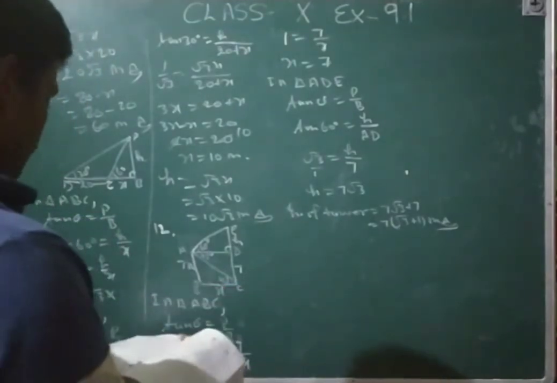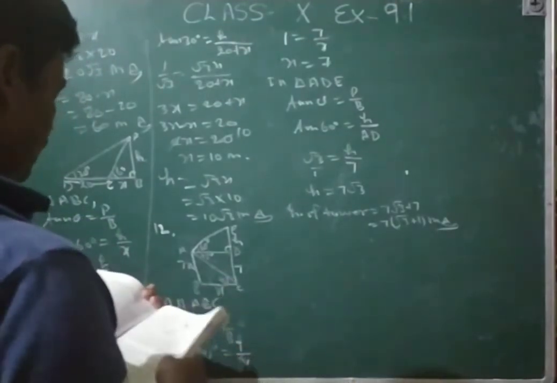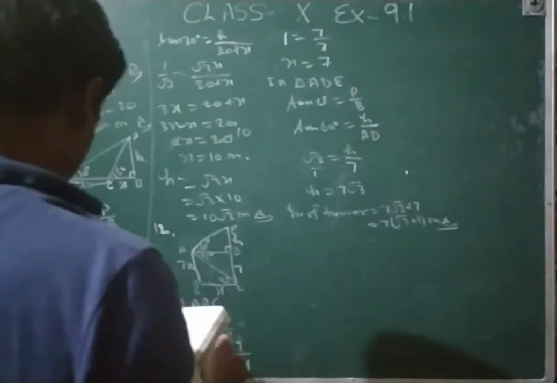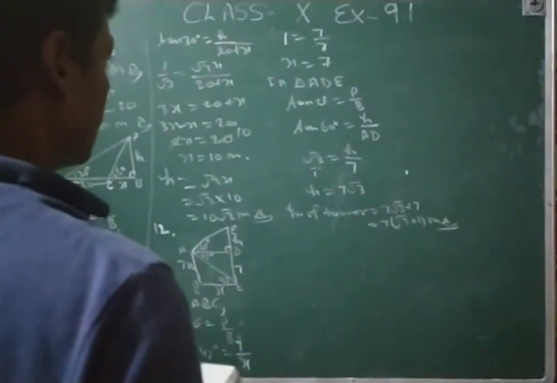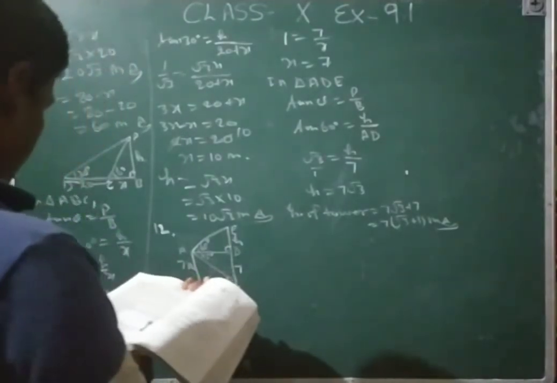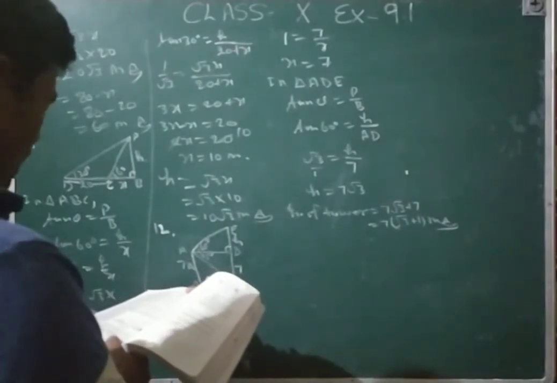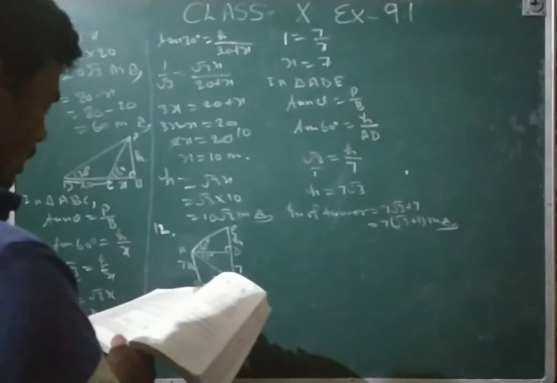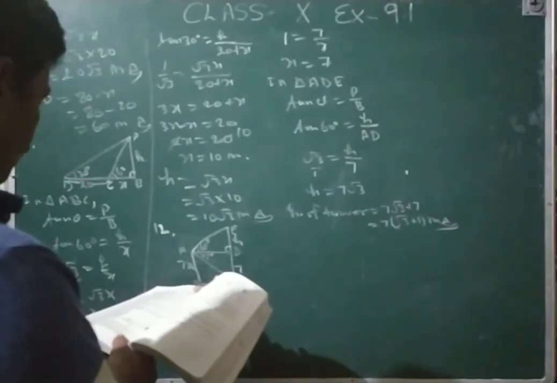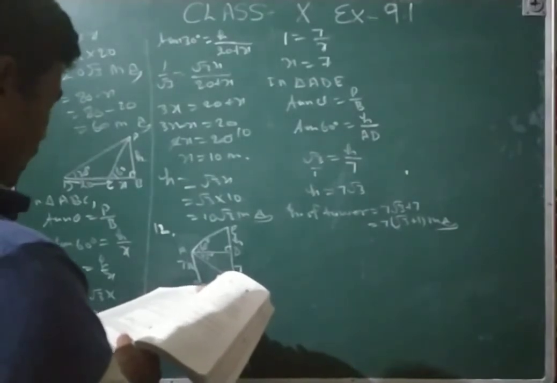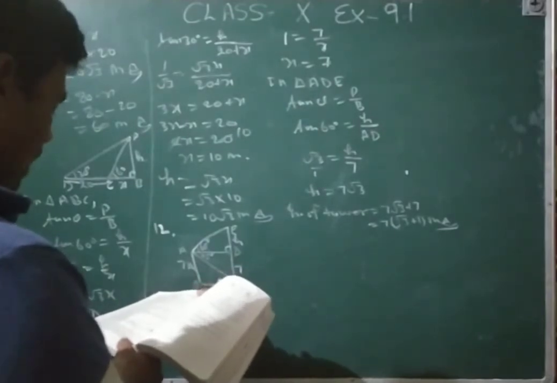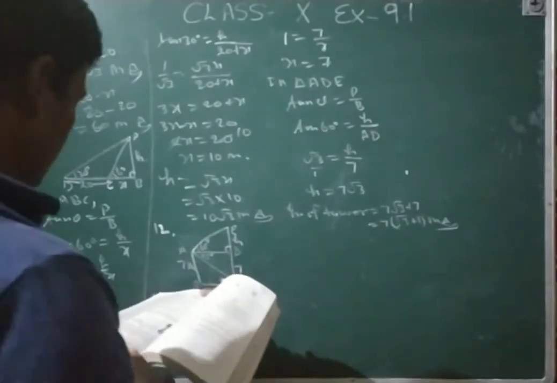Now the 12th question is done. The 13th question, that diagram is given here. Observe from the top of the 75-meter high lighthouse from the sea level, the angle of depression of two ships is 30 and 45 degrees. One ship is exactly behind the other on the same side of the lighthouse.